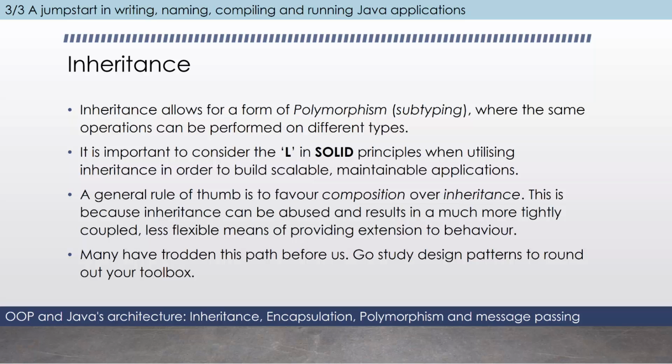So inheritance allows for a form of polymorphism, or subtyping, basically, where the same operations can be performed on different types. Now what this means is that you may have heard the phrase program to an interface. And what this is that if you have a subtype of another class, you can generally swap one for the other. And if you're calling an object as if it is an object that's higher in its inheritance hierarchy, then that defines the API with which you can communicate with it.